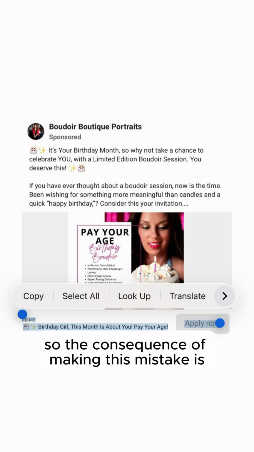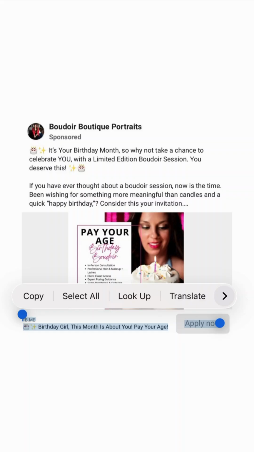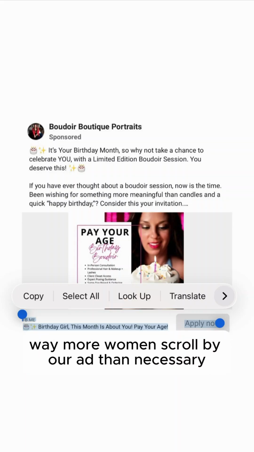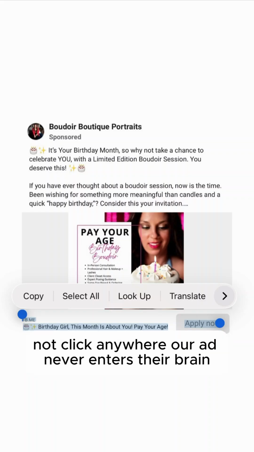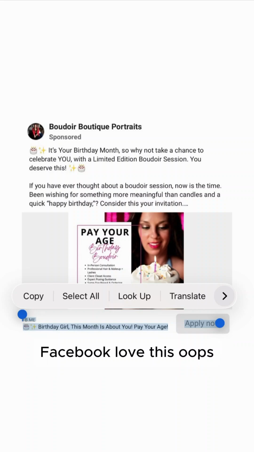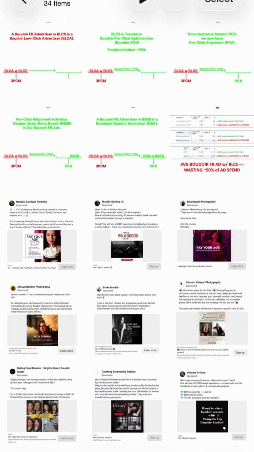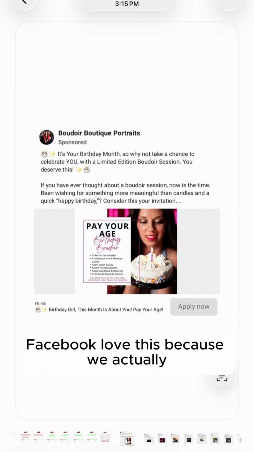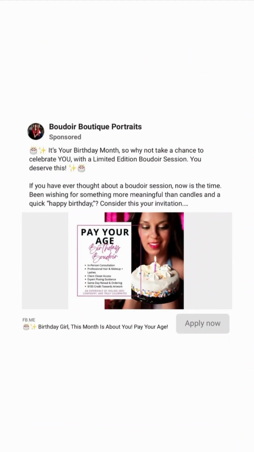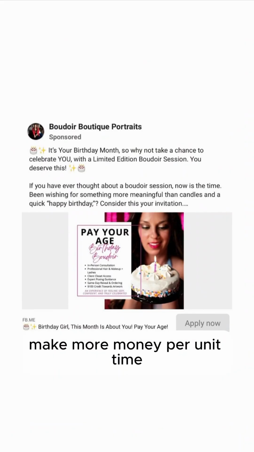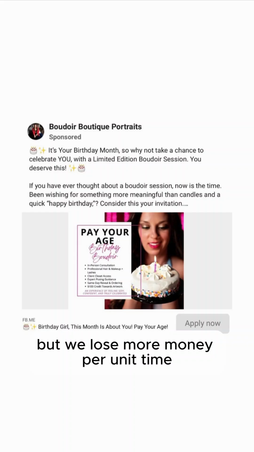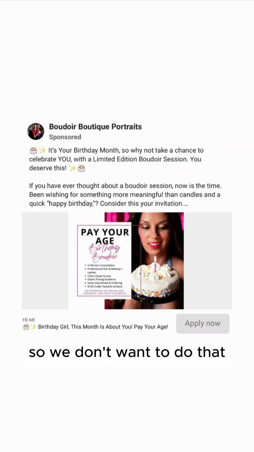So the consequence of making this mistake is that we're going to have way more women scroll by our ad than necessary. Not click anywhere, our ad never enters their brain. Facebook loves this, because Facebook's able to serve more ads per unit time, make more money per unit time, but we lose more money per unit time. So we don't want to do that.